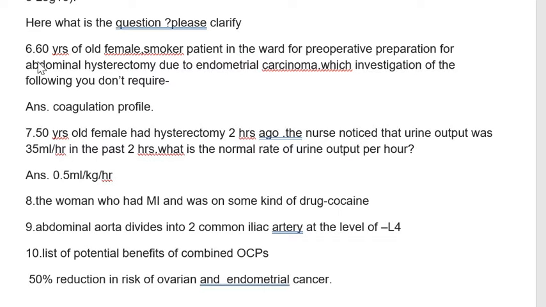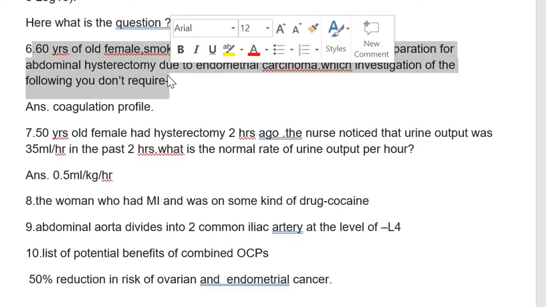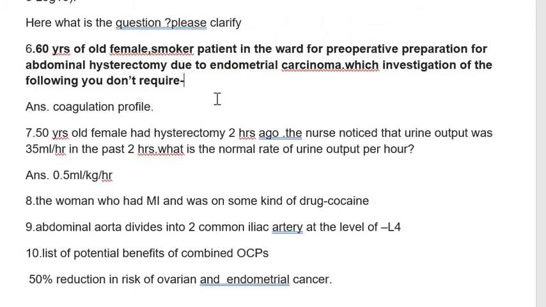Question number 6 is a 60 years old female smoker patient in the ward for pre-operative preparation for abdominal hysterectomy due to endometrial carcinoma. Which investigation of the following do you not require? So this patient is a cancer patient. Her environment would have changed a lot. So in this patient, you need to carry out all investigations, but we don't have the clue. Remember that these are recalls, so we have no idea what the actual question was.